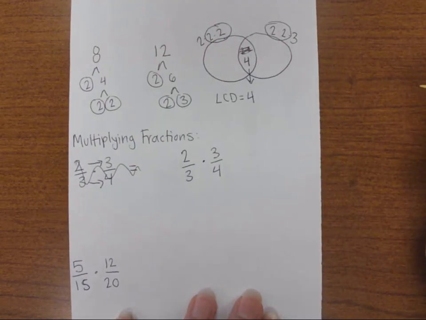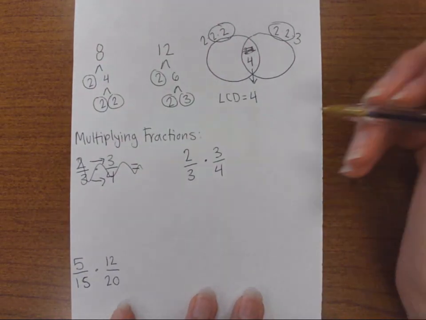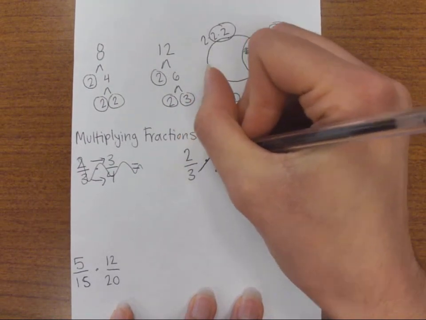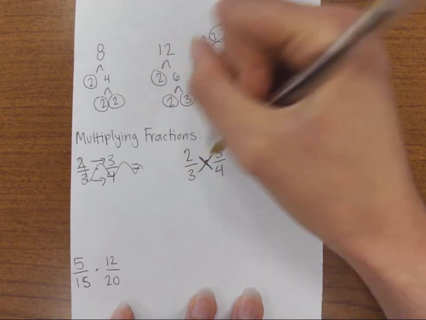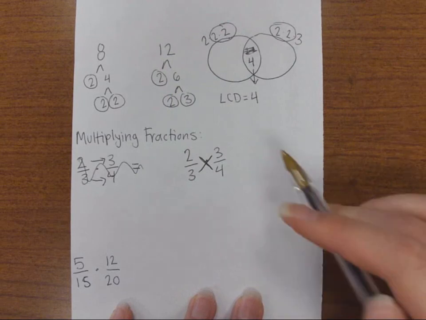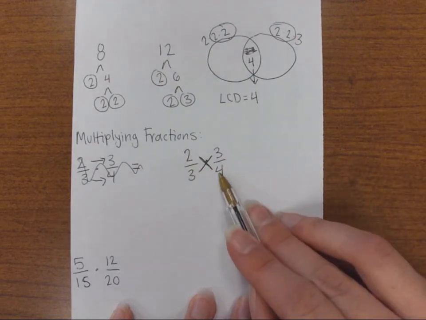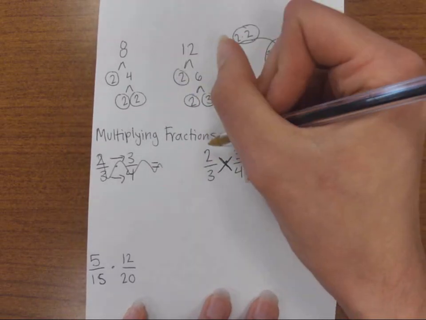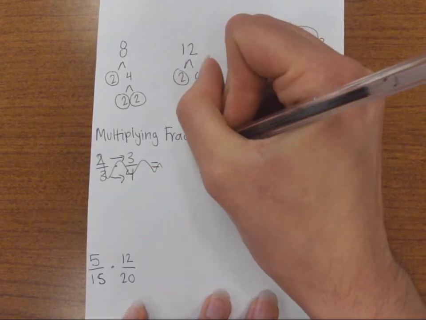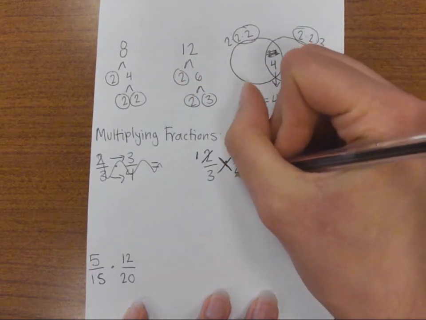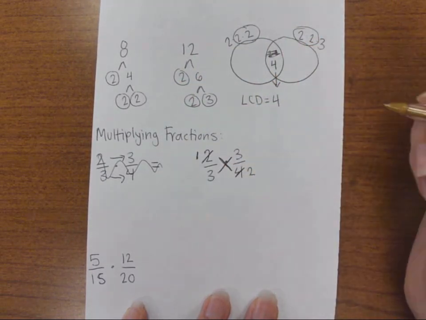Okay, to multiply this, I want to cross-reduce first, or cross-simplify. I always say cross-multiply, and that's wrong. We're just cross-simplifying. Looking at my first diagonal right here, do I see that there's something that can go into both 2 and 4? Yes, a 2 goes into both of those. So when I divide 2 by 2, I'm left with a 1. When I divide 4 by 2, I'm left with a 2.